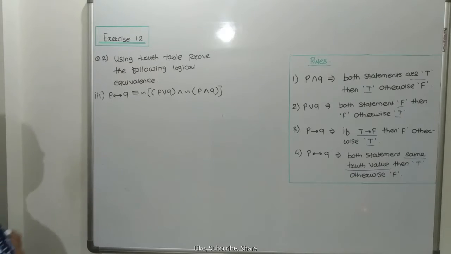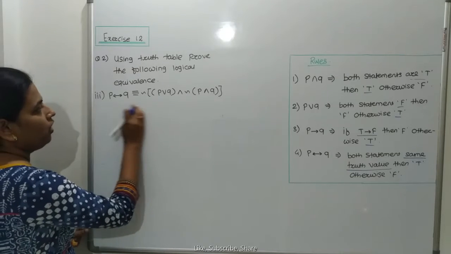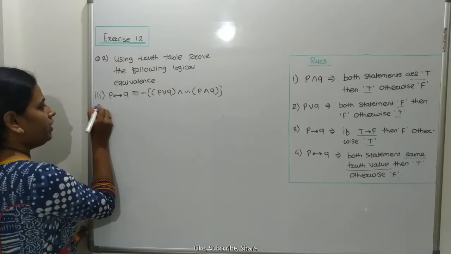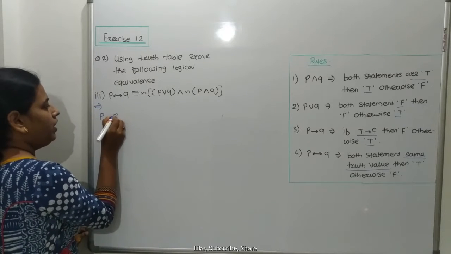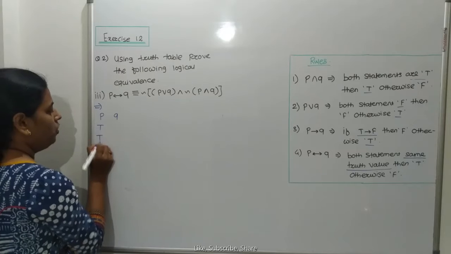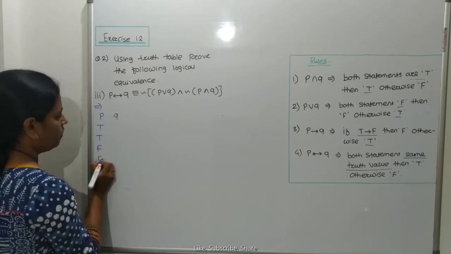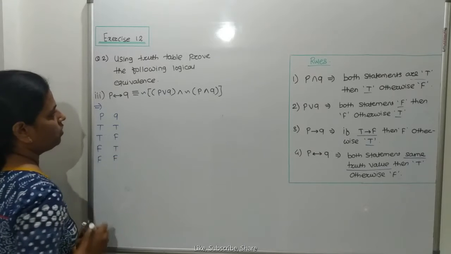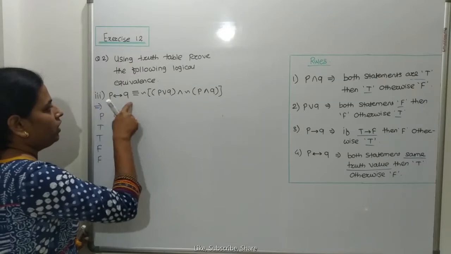Next question, question number 3. So check how many statements are there. That is P, Q. Only two statements are there. So we have to write down P and Q here. So true, true, false, false. Now next true, false, true, false. Okay. First of all, calculate this one.